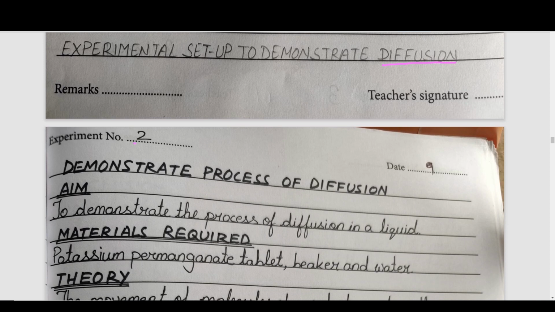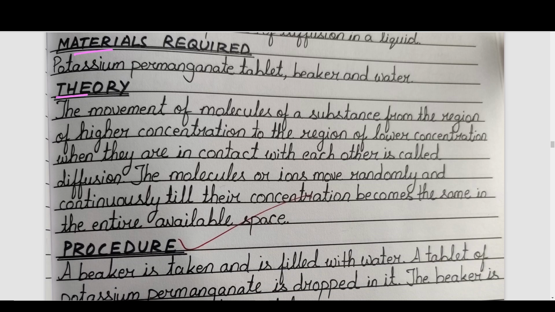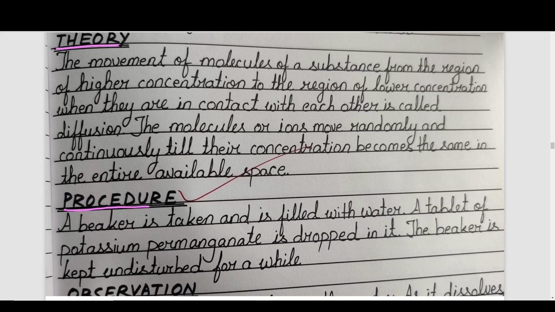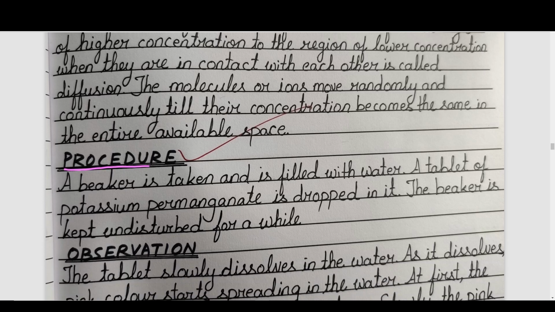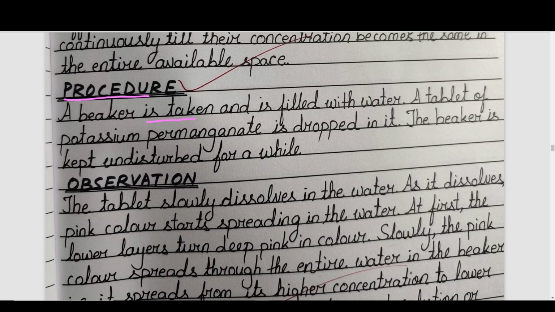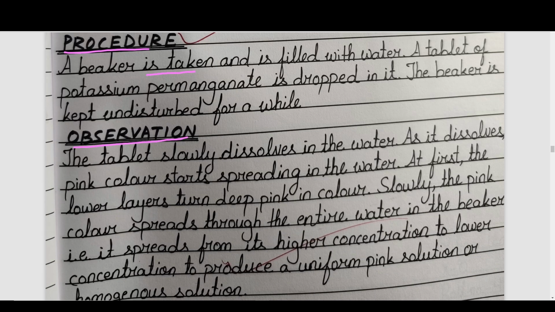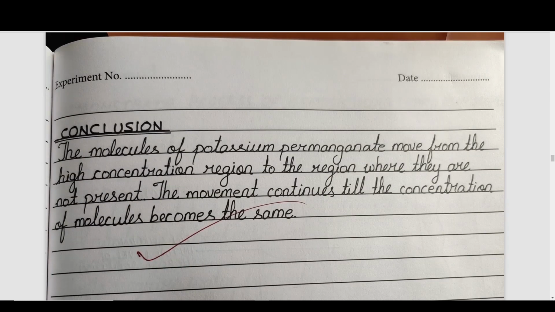So mention here experiment number 2. Heading, demonstration of diffusion. Then aim, materials required. Then mention the theory, procedure. Procedure is to be written in passive voice. Then observation. Finally conclusion.